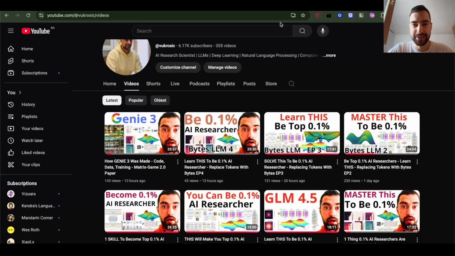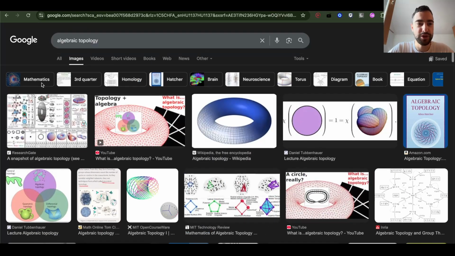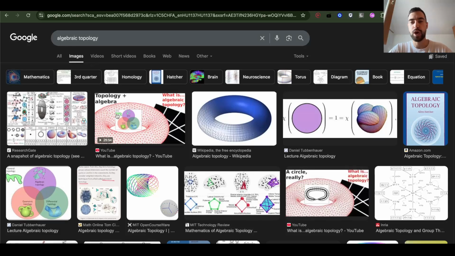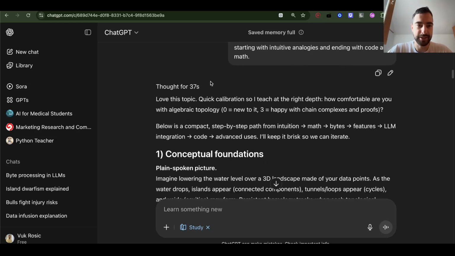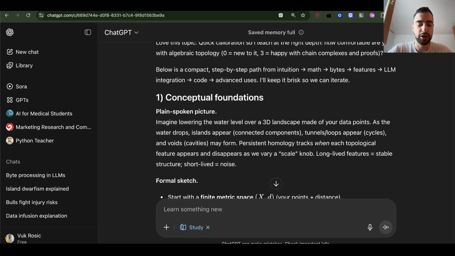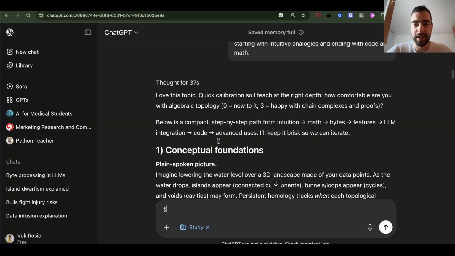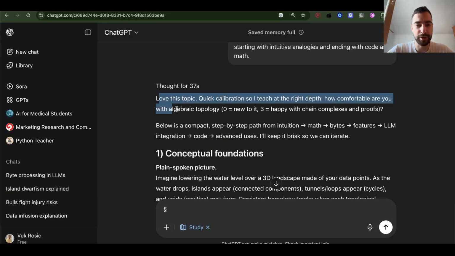Then the person gave this idea of using algebraic topology to analyze bytes. I have no idea about algebraic topology, so let's learn from GPT-5 and Claude Opus and learn about this idea, because I never really did algebraic topology. So we will explore together.